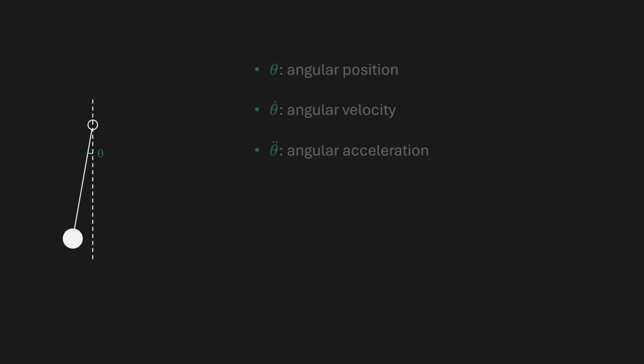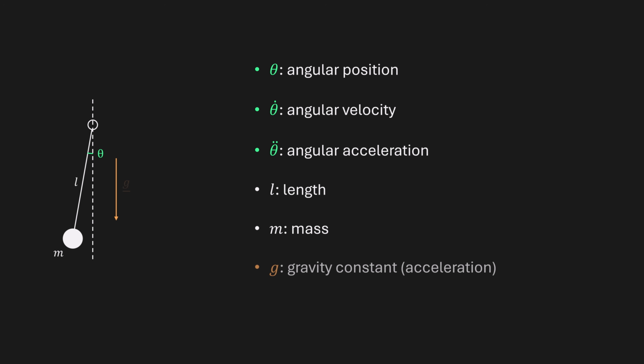Suppose we want to consider this dynamical system. It's a simple concentrated mass pendulum. The parameters are the following. Theta, theta dot, and theta dot dot are respectively the angular position, the angular velocity, and the angular acceleration. L indicates length, m is the mass, h is the damping coefficient, and g is the gravity constant, which is an acceleration.